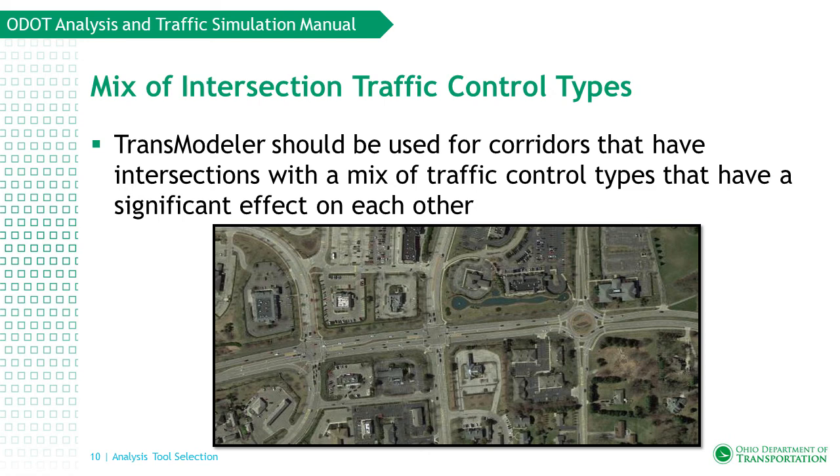Corridors often have a mix of intersection traffic control types. In some cases, adjacent intersections significantly impact each other. An example could be a signal metering traffic approaching a nearby stop-controlled intersection. Additionally, mixing roundabouts and signals on a corridor could result in queuing through the roundabout. In such situations, Transmodeler can be used to evaluate these effects.